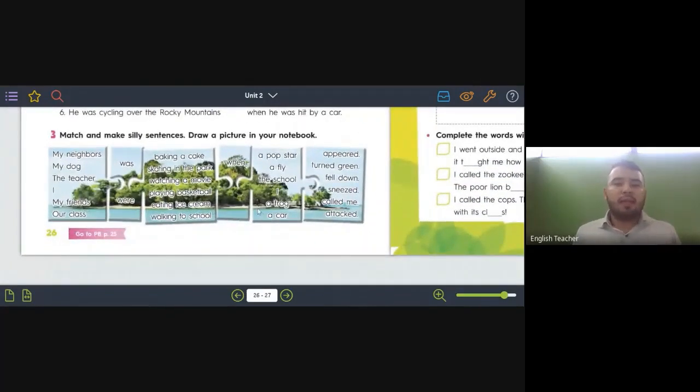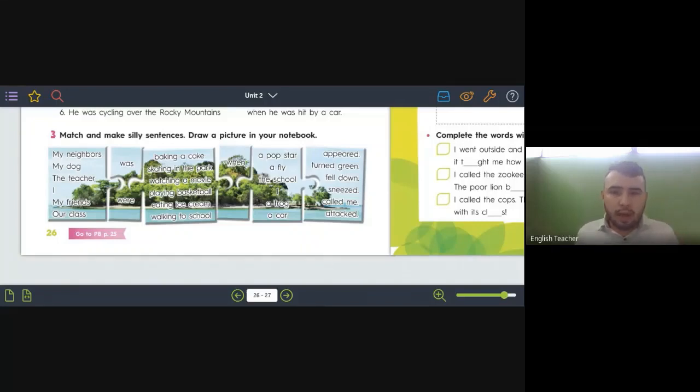And then we have here, match and make silly sentences. Draw a picture in your notebook. So what do we have to do there? Okay, as you can see, it says match and make silly sentences. Draw a picture in your notebook. And this is what we're going to do.